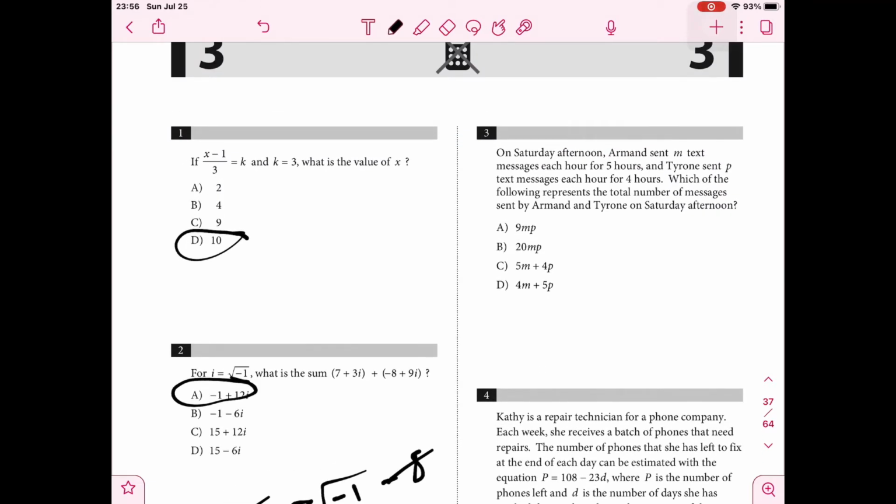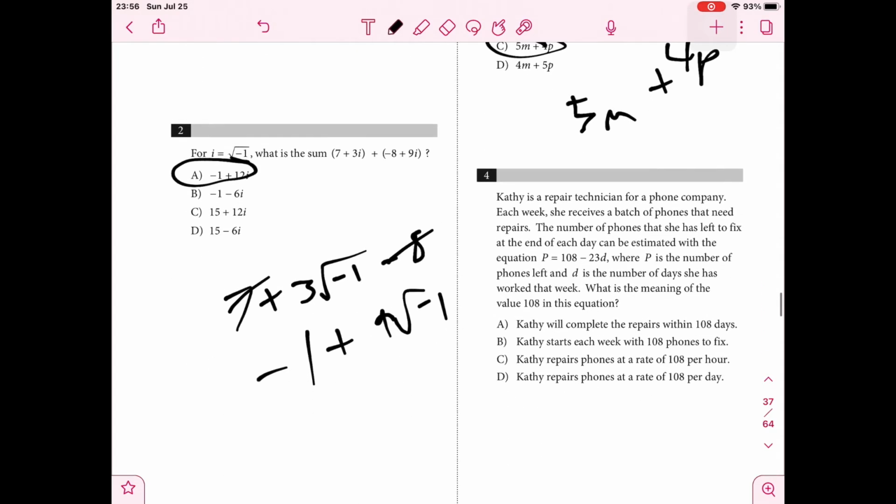Alright, Saturday afternoon, Armin sent M text messages each hour for 5 hours. It's 5M. Tyrone sent P, 4P. Total number of messages sent by Armin and Tyrone on Saturday afternoon. I should be going way faster than this, by the way, but it's 5M plus 4P. So you just add those two up.